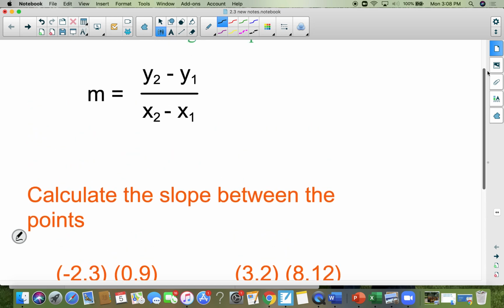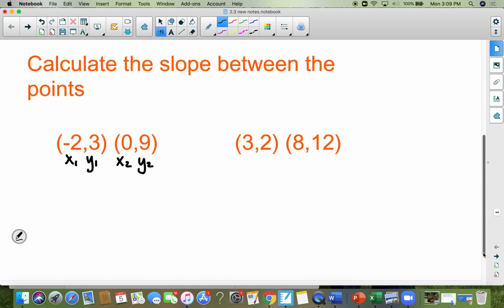The formula on the top says to take y2 minus y1 divided by x2, and I'll write it down one more time so you can see it. The formula is y2 minus y1 over x2 minus x1. Lots of formulas in math, and all you do is follow them.